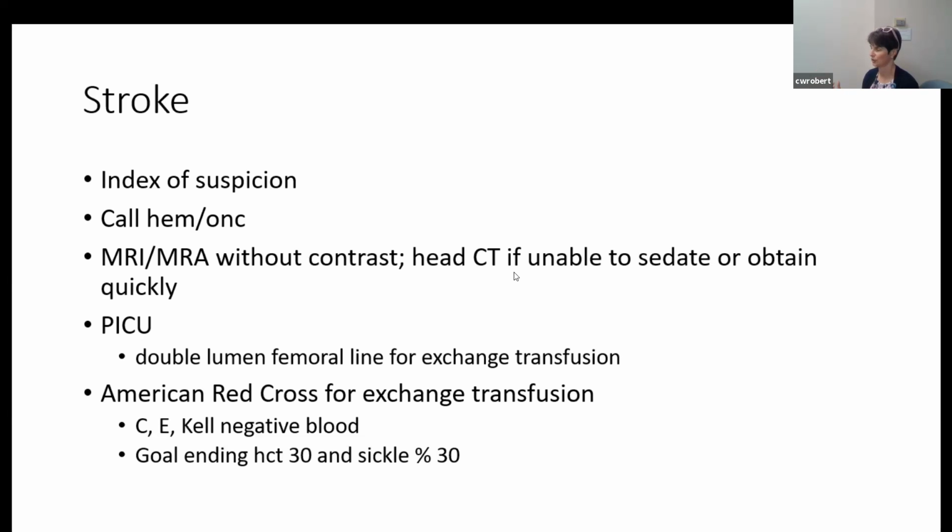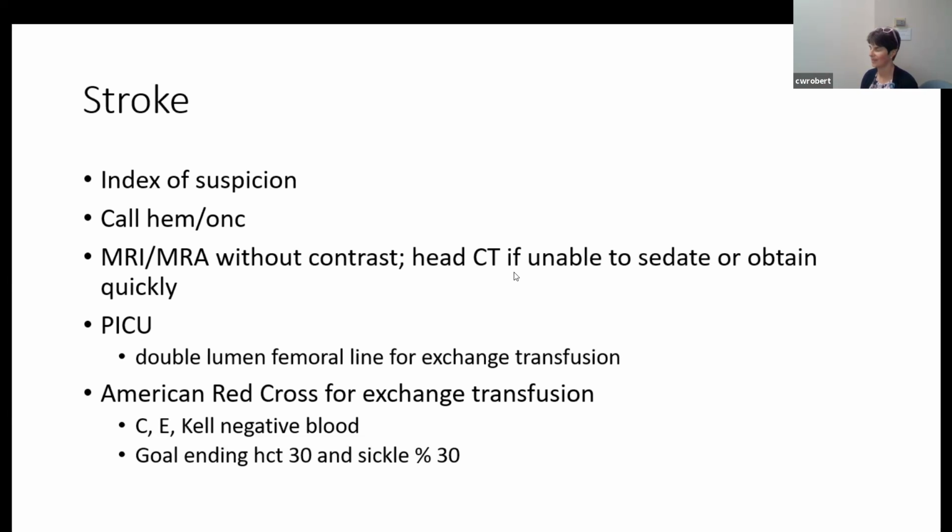And even if you can't get your MRA to prove occlusion, your MRI diffusion picks up the stroke early on, whereas a CT scan could look normal in the beginning because you haven't had a chance for that fluid to shift out of the cells.